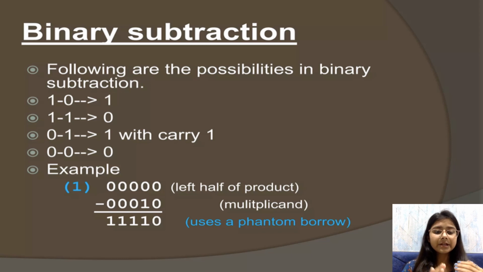Again, we have taken the same example to just explain binary subtraction. So 0 minus 0, 0. 0 minus 1, you will get 1, and you will have 1 carry. Okay. So that's how we perform the binary subtraction.